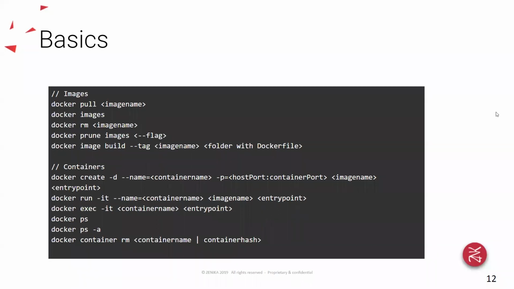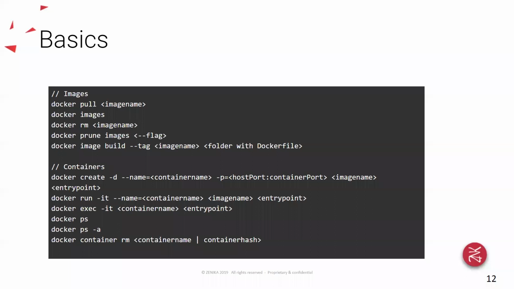We can remove an image that we have downloaded using the command docker rm and then passing in the image name. We can delete multiple images using the docker prune command, and there are flags, or options, for what kind of images you want to prune. We can build our own images using the docker image build command. And that's the basics for images. So that's like our installer, right? Now let's look at the container. Those are our .exe files.